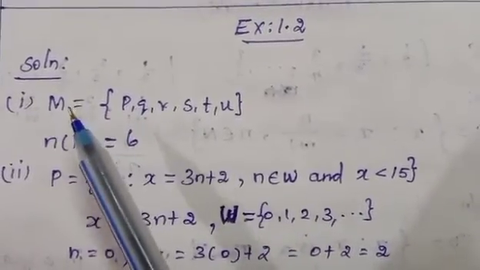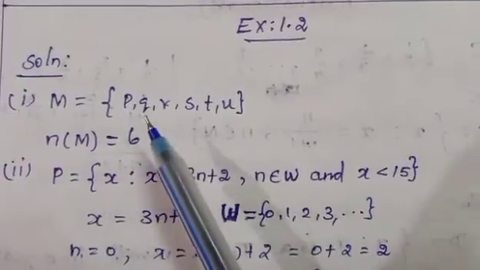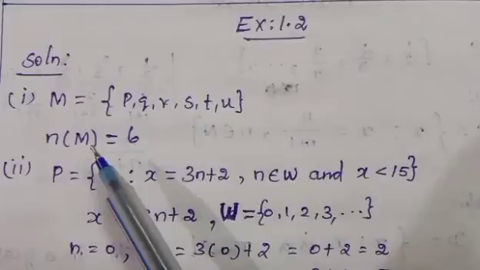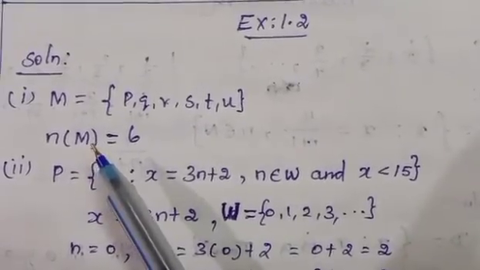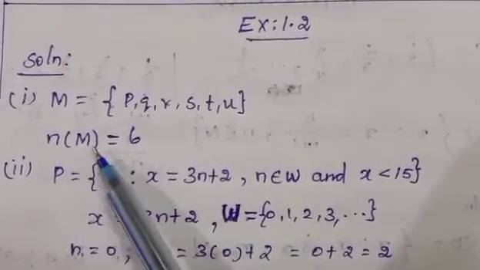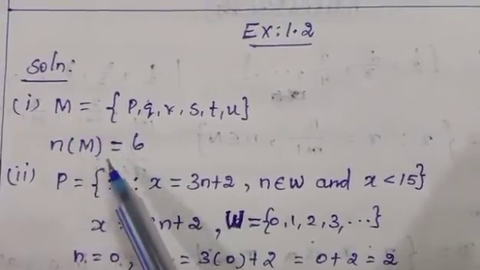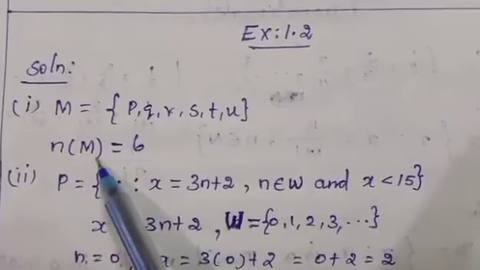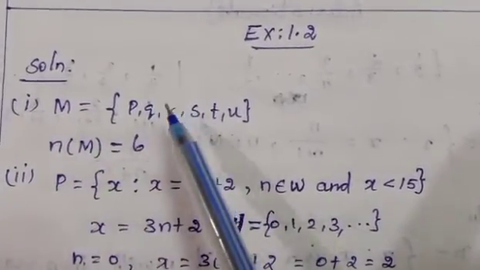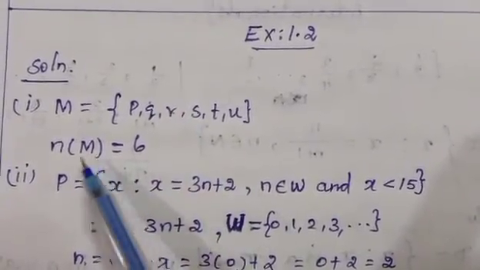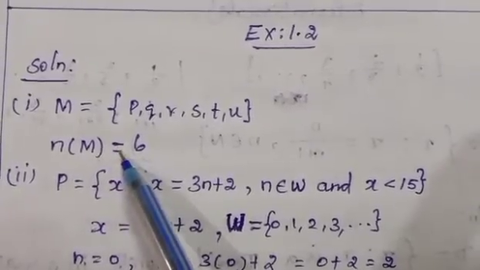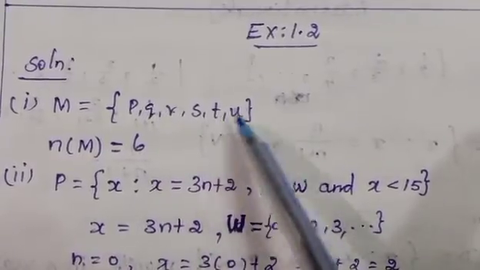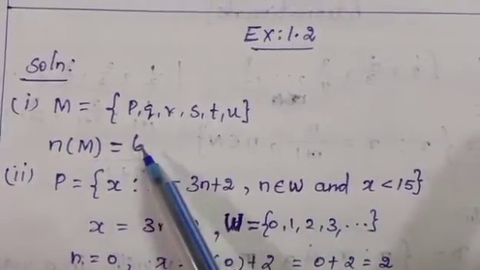Okay. The first problem, M is equal to the set of all p, q, r, s, t, u. Cardinal number means the number of elements in the set. It is denoted by n of M. Whatever set name is given, you have to take and write. Suppose it is A, n of A. It is B, n of B. So the number of elements in the set M is denoted by n of M is equal to, you have to count the number of elements: 1, 2, 3, 4, 5, 6. It is 6. Okay, that's all.